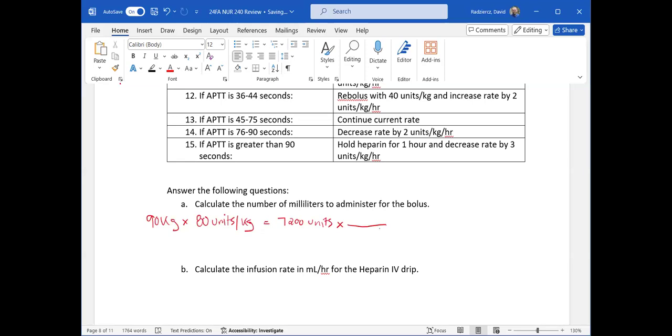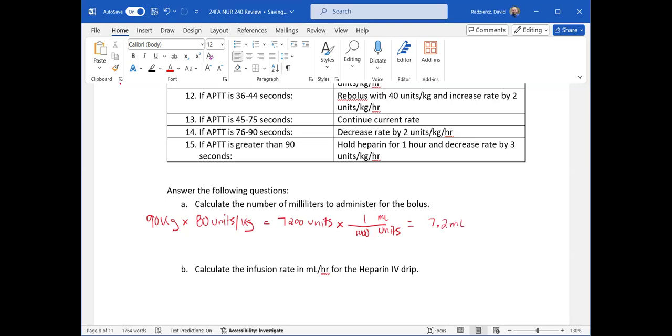You can do order over available for this, or desired over have, if you want to. I'm just going to do it like this. I'm going to say 1,000 units per milliliter, and I'm going to get an answer of 7.2 milliliters.